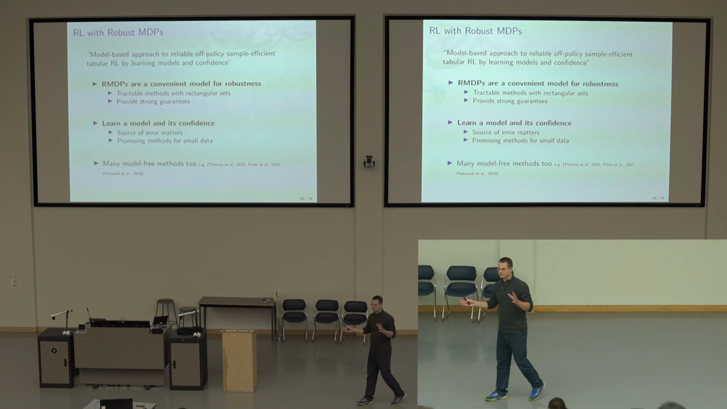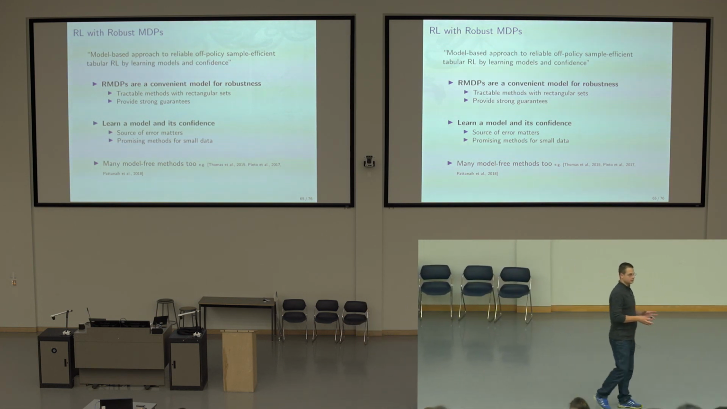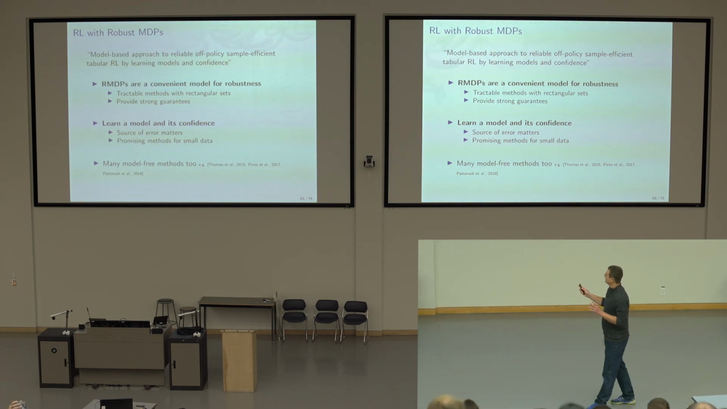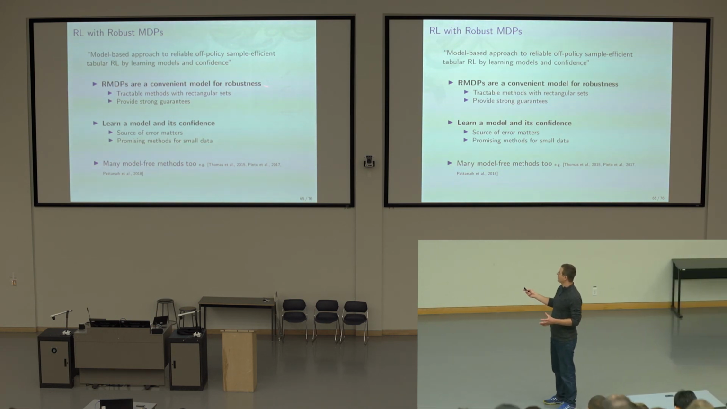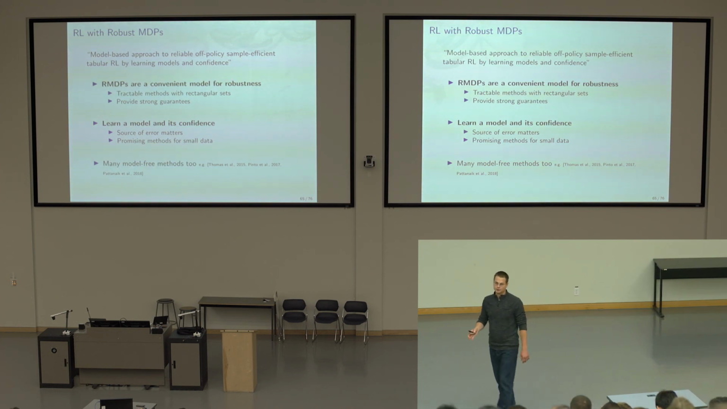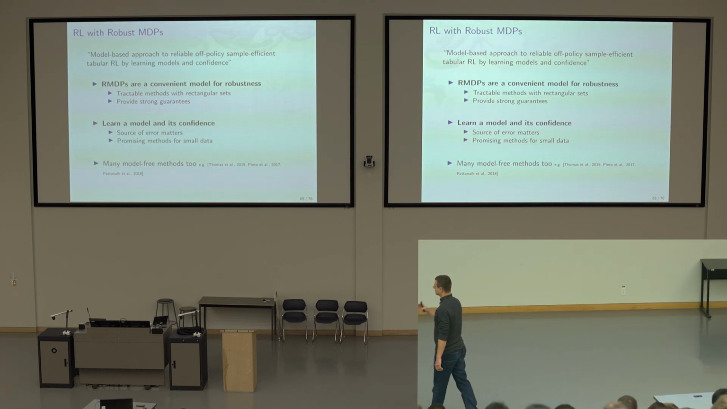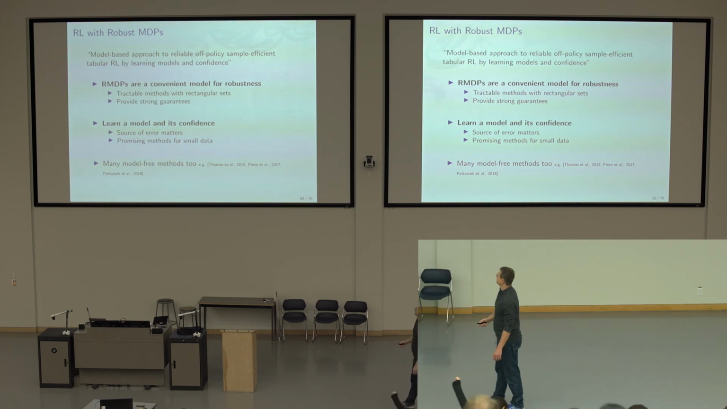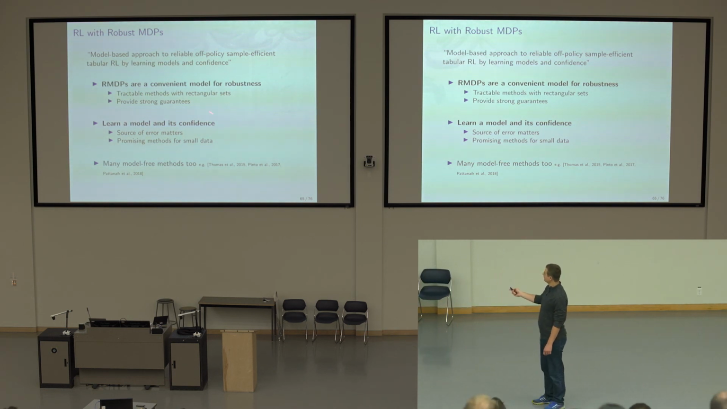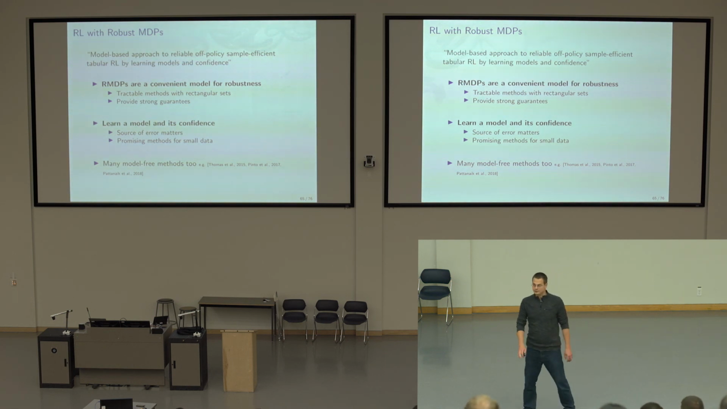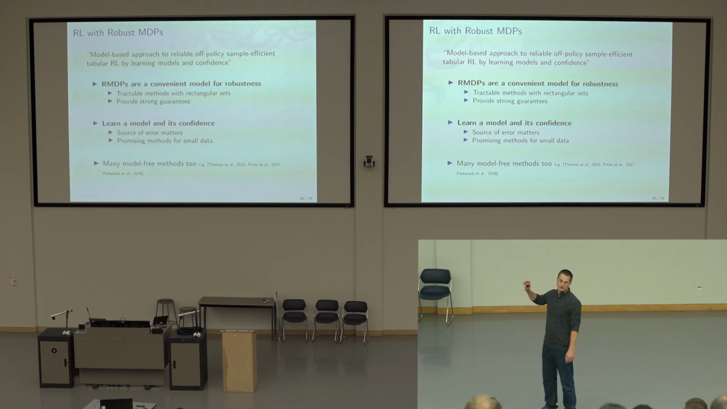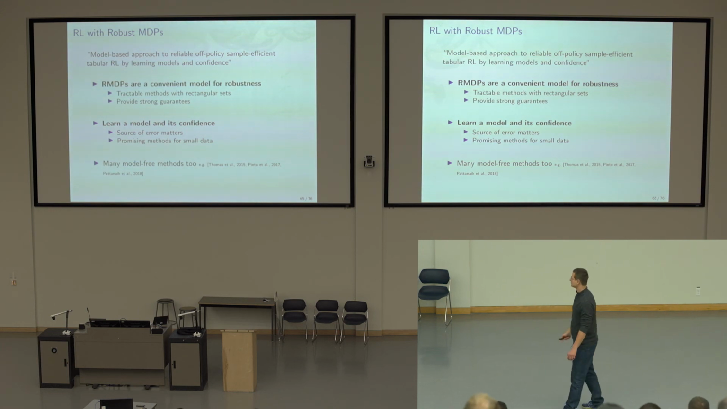One approach to this, which I think is very promising, is to use robust MDPs. It's a flexible, convenient model for robustness. They are well understood by now, easy to use, tractable, not much harder to solve than regular MDPs. And to use them, we need to learn both the model and the confidence in this model. I spent most of my time talking about model-based methods. There are a couple of references here for taking a very similar approach to this problem using model-free approaches.